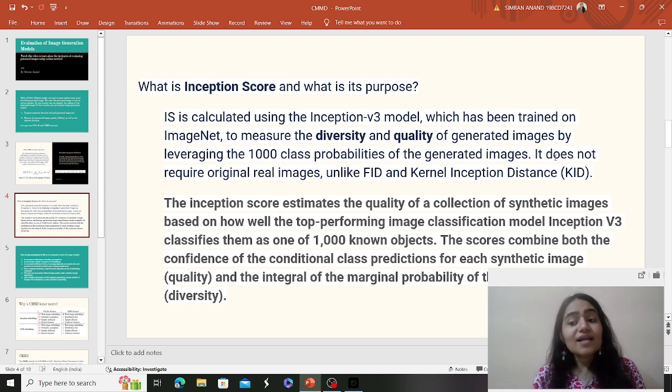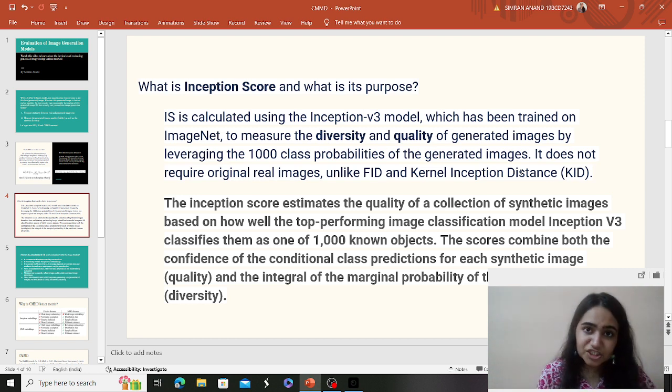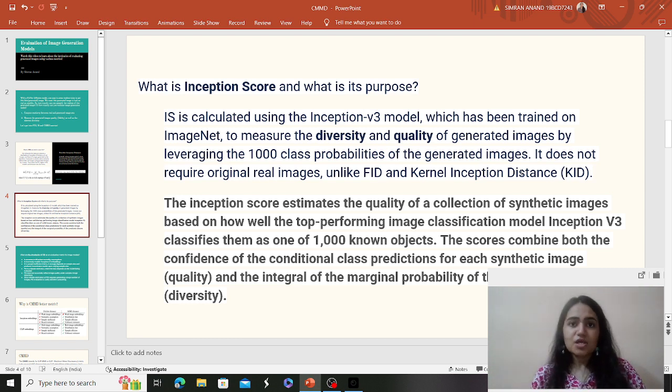There is another metric, by the way, called kernel inception distance, which is KID. Like FID, Fréchet inception distance, kernel inception distance is a separate metric which I'm not going to cover in this video right now. But both FID and KID require original real images, because they calculate the similarity, and for calculating similarity it's always between two image distributions: the real image distribution and the generated image distribution. So we require real images as well. But the inception score, on the other hand, does not require you to have real images when evaluating your model. I hope I have made that point clear.